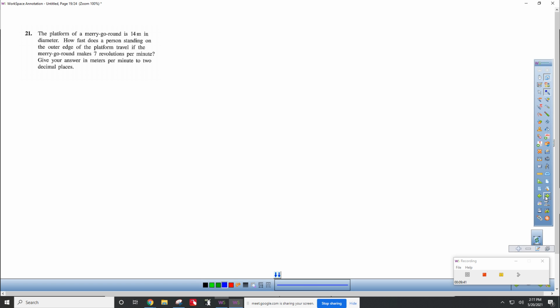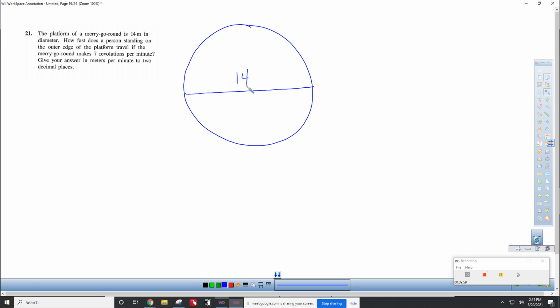The platform of a merry-go-round is 14 meters in diameter. How fast is the person standing on it moving? All right, so you've got a top view, 14 meter diameter. It's spinning at 7 revolutions per 1 minute. It wants our answer in meters per minute.